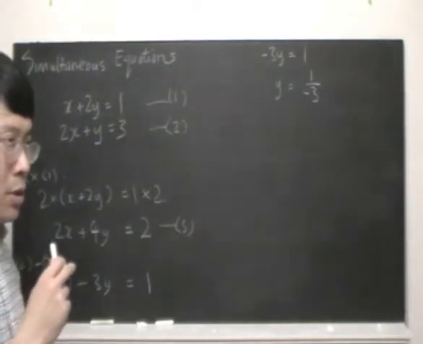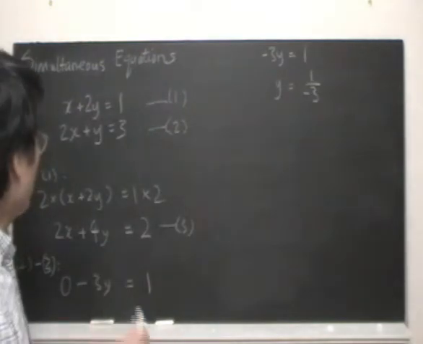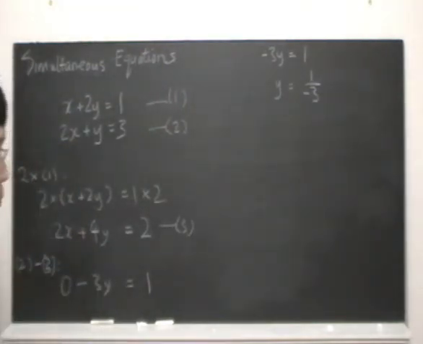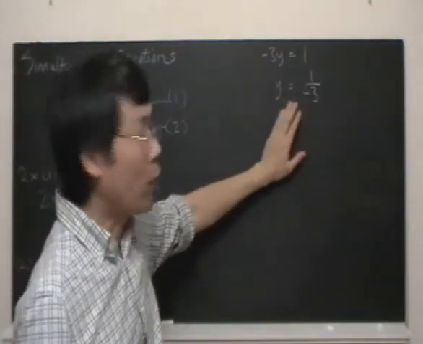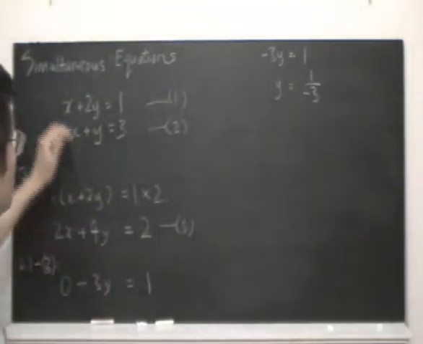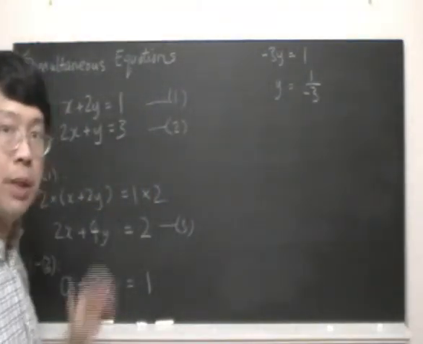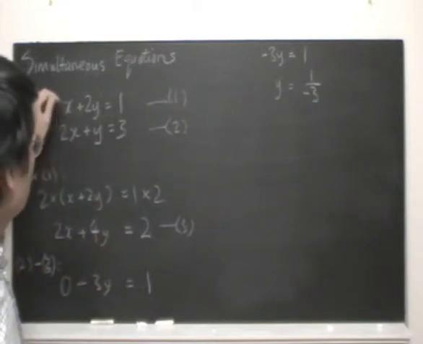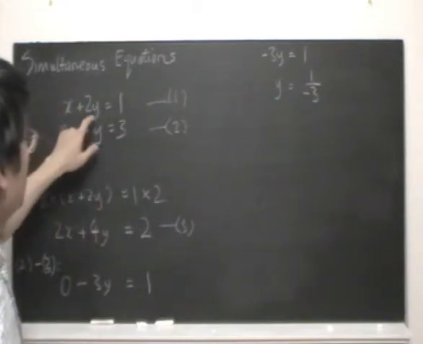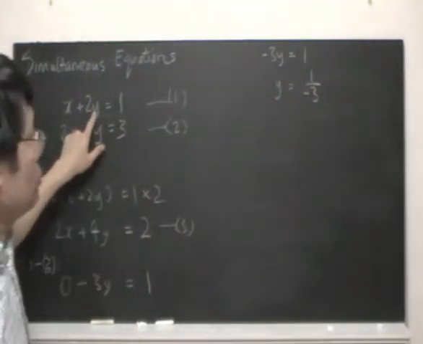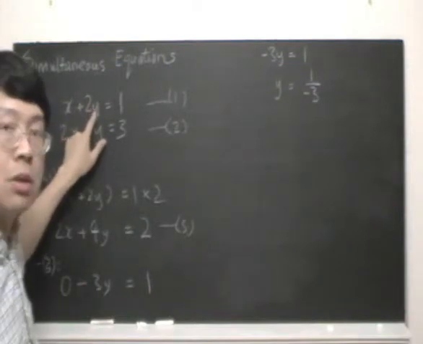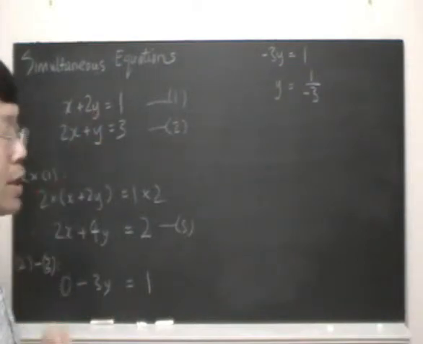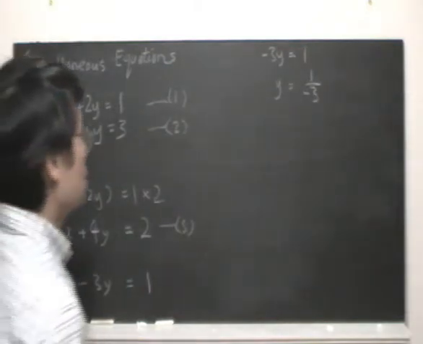The next thing is to find x. The way to find x is to take this answer for y, y is minus 1/3, go back to the first two equations, and pick one. So I'll just pick equation 1. Substitute the value for y, the number for y, into equation 1 and then solve for x. Let's do that.